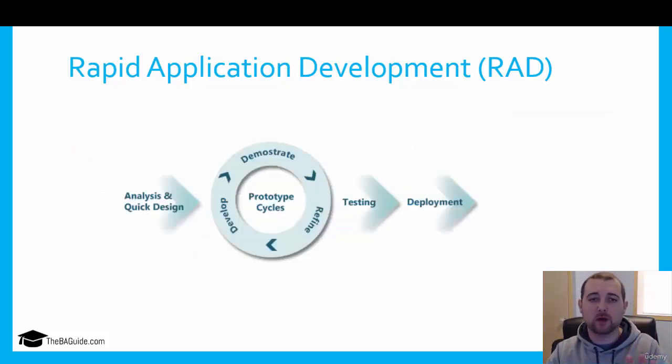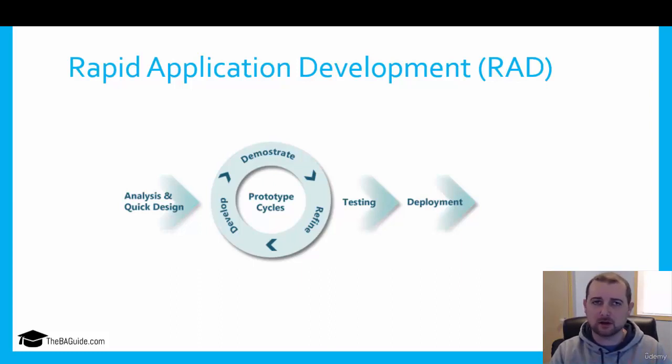So let's look at what rapid application development, I'm going to call it RAD for the rest of the lecture, looks like. It starts out with an analysis and a quick design, and then you get into your iterations or increments where you're demonstrating, refining, developing. So you're developing, demonstrating, refining, and you're creating this prototype and building on it. And then once you're complete there, you work through testing and deployment.